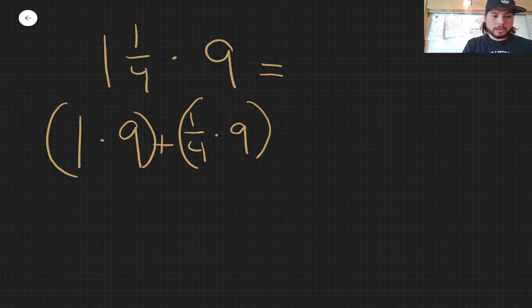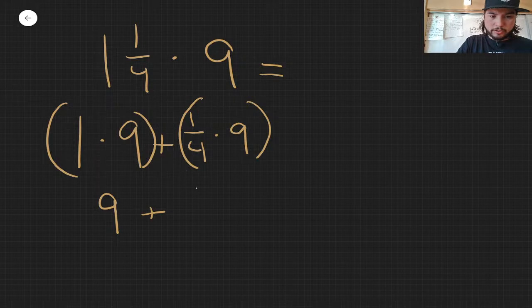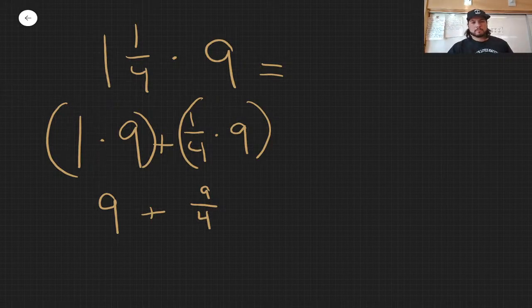So 1 times 9 is 9. Plus 1/4 times 9, which, let's multiply our numerators. 1 times 9 is 9. And keep your denominator. So 9 and 9/4. And many of you in the chat have already realized 9/4, well, that's more than 1, because 4/4 equals 1.